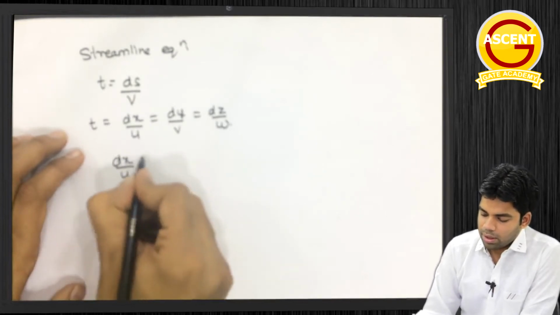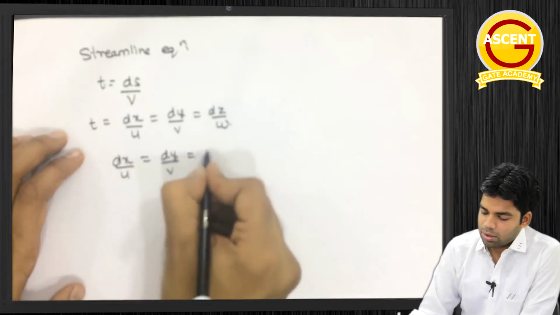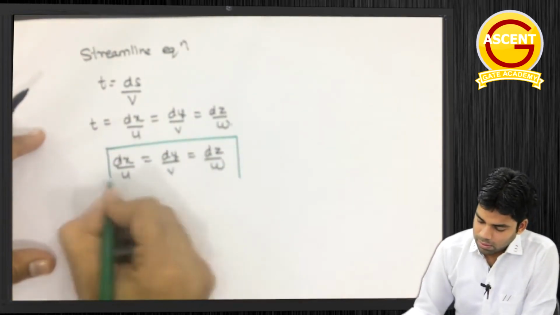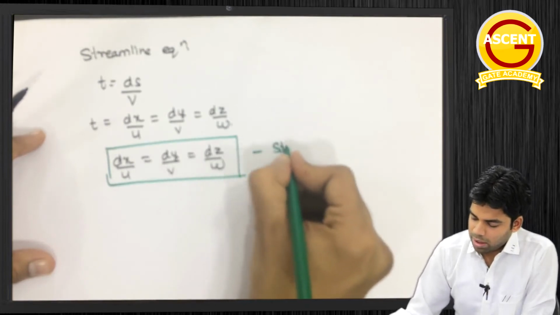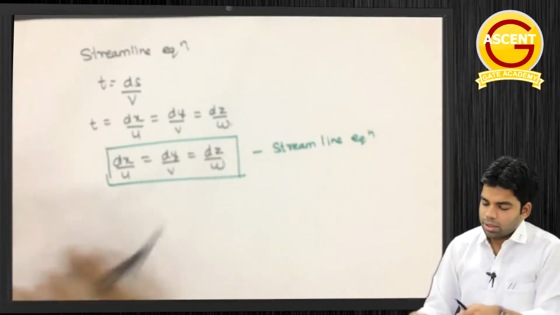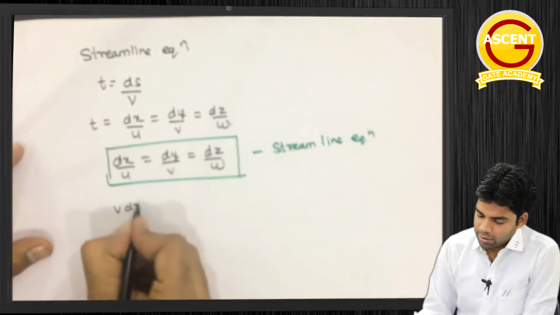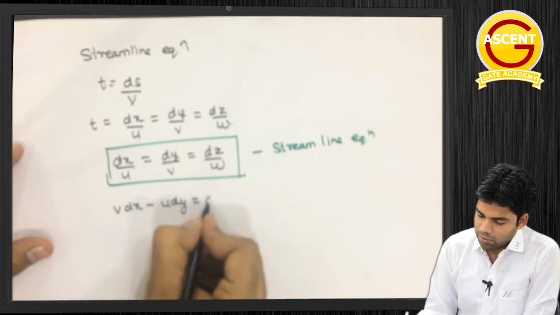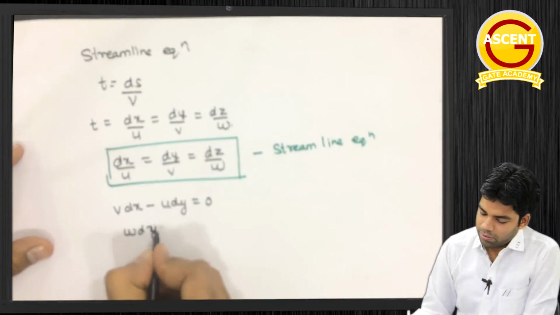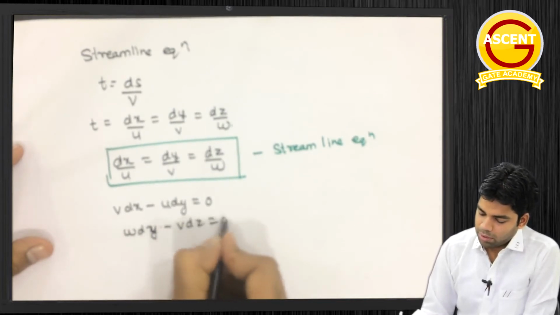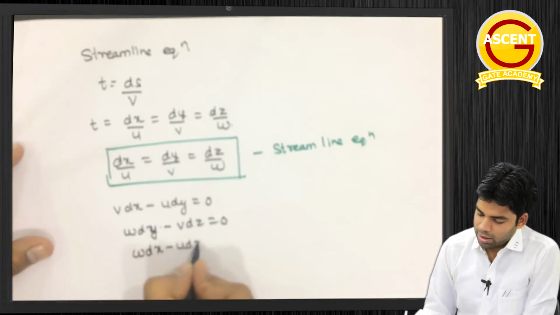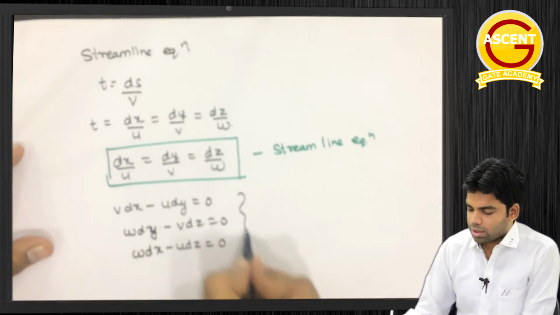So this is nothing but the streamline equation: dx by u is equal to dy by v is equal to dz by w. This equation is nothing but the streamline equation. Or you can say from here v dx minus u dy should be equal to 0, w dy minus v dz should be equal to 0, or w dx minus u dz should be equal to 0. So this is nothing but the streamline equation.